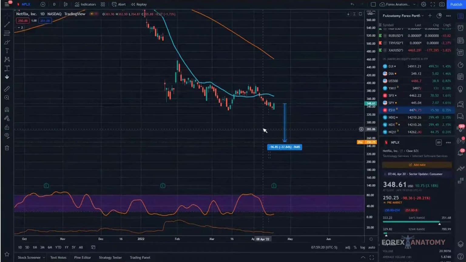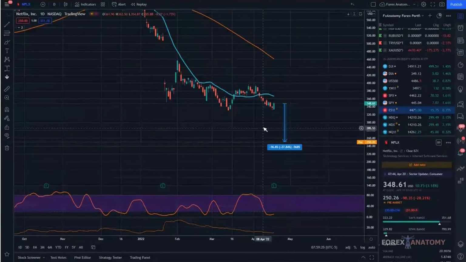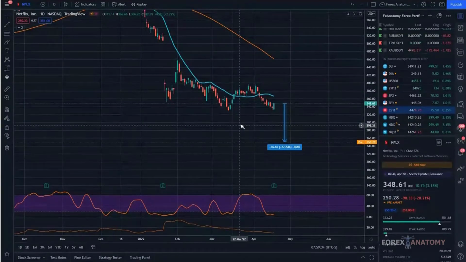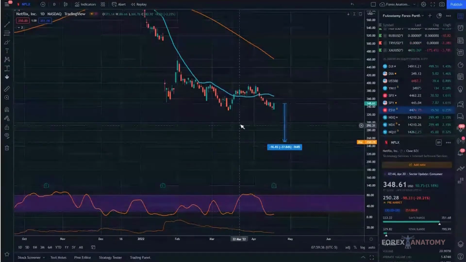Isn't Netflix one of the FANG stocks, I'm thinking? So of course, it's interesting to see this take place today. But you would think that that would have dragged all the indices down, but we're not seeing that. We're seeing U.S. futures markets trade to the upside.